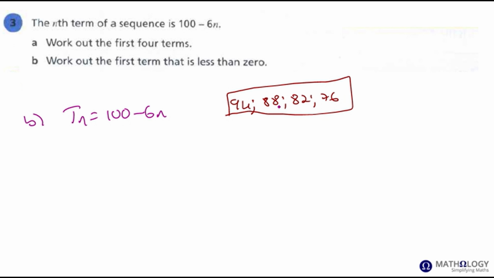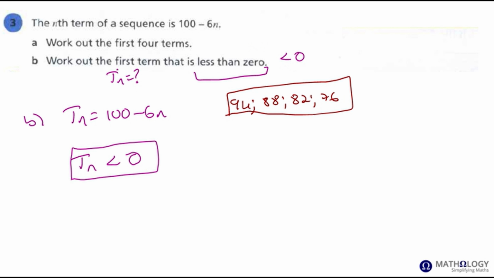So the sequence is 94, 88, 82, 76, etc. Now we are required to work out the first term less than 0. We don't know what that term is, so we are required to find the nth term, whatever that may be, that is less than 0. Less than 0 implies that it's an inequality. So we are required to find n such that Tn, the nth term, is less than 0.